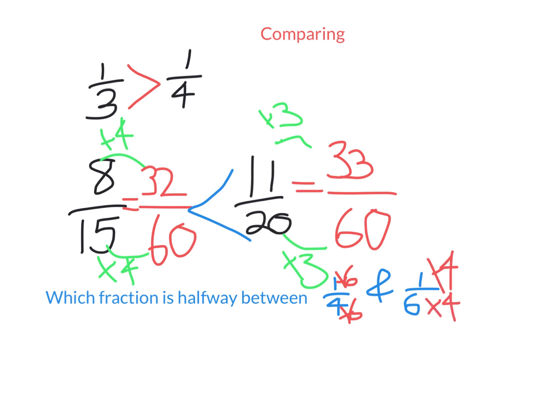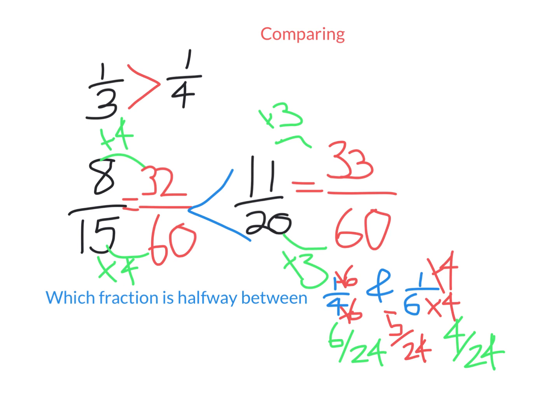See, 1/4 is the same as 6 over 24. 1/6 is the same as 4 over 24. So halfway between them is actually 5 over 24. That wasn't obvious at all. But when you're finding a fraction halfway between two others, make sure you use equivalent fractions with the same denominator, and then it'll be easy to find halfway between.